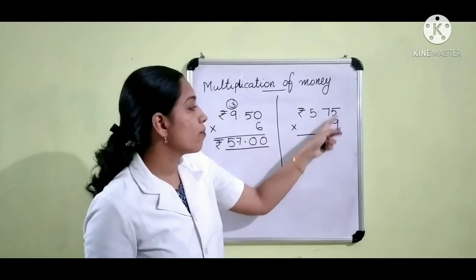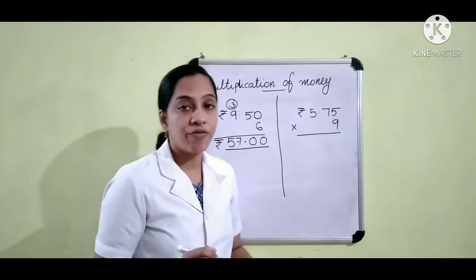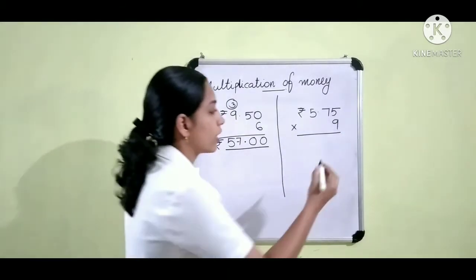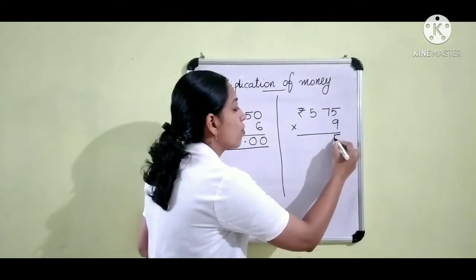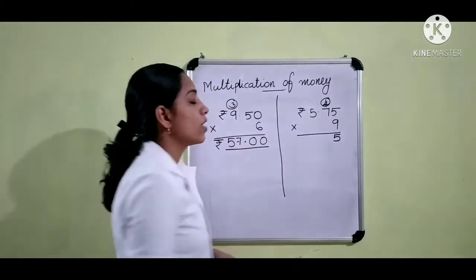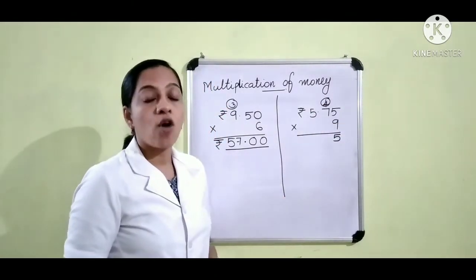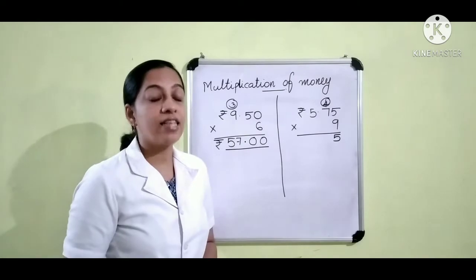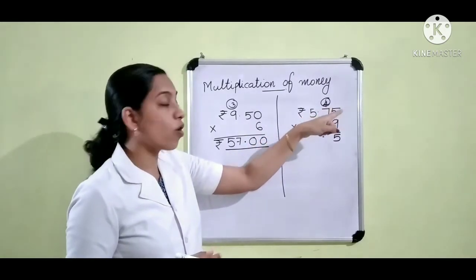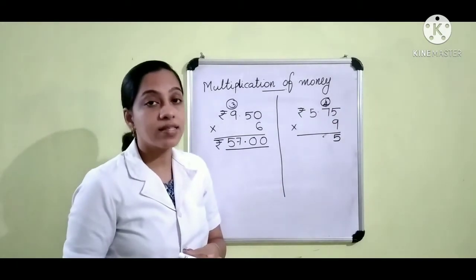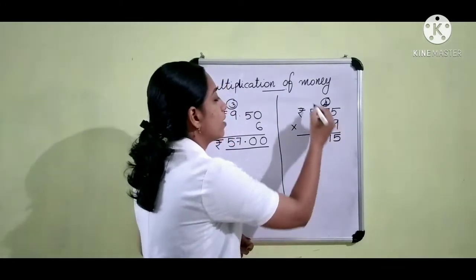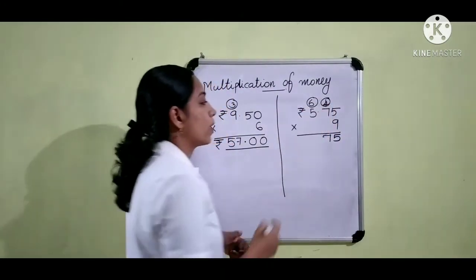So let us start. First we have to multiply 9 with 5. What is 9 into 5? Yes, 9 into 5 is equal to 45. So let us write here 5, then 4 is carried over. Then you have to multiply 9 with 7. What is 9 into 7? Yes, it is 63. And here we have a carried over, that is 4. So 63 plus 4 is equal to 67. So let us write here 7, then 6 is carried over.